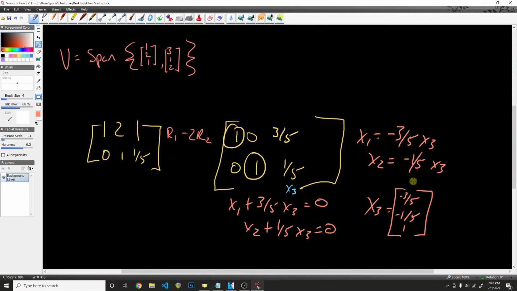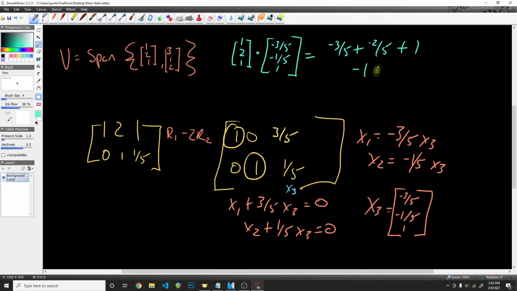And we can actually check to make sure that these are orthogonal. What we can do is take our answer and multiply it times each one of these. We're doing the dot product, not a regular matrix multiplication here. So we have 1, 2, 1, dotted with negative 3 over 5, negative 1 over 5, and then 1. And we can see here that we have 1 times negative 3 over 5. That's going to be negative 3 over 5 plus 2 times negative 1 over 5, which is negative 2 over 5, plus 1. So we have negative 1 plus 1, which is going to be equal to 0. So that checks out. It's correct.